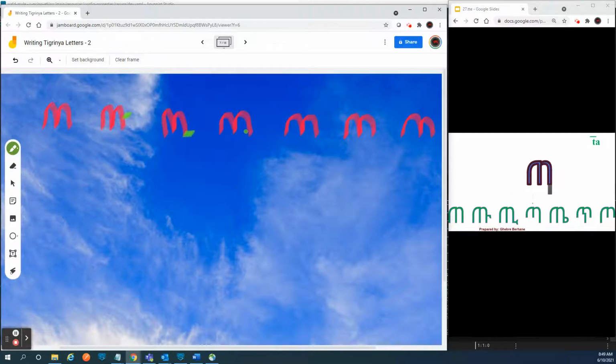This one is T, Ta, Te, T, To. Okay. So once you practice, it will be very easy to write it.